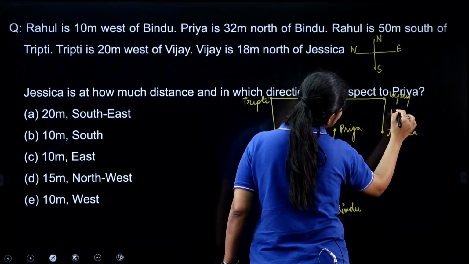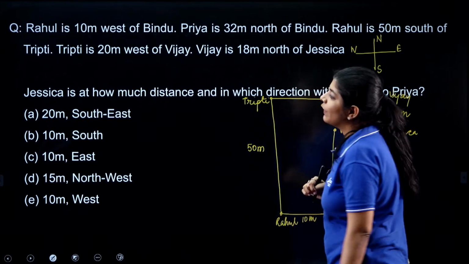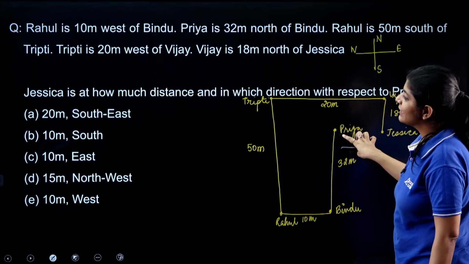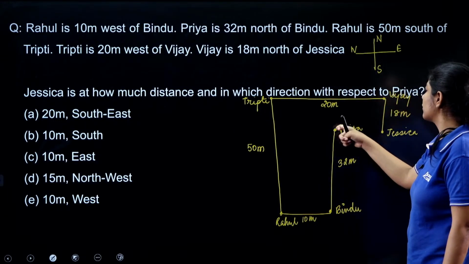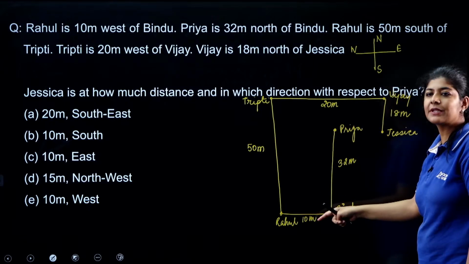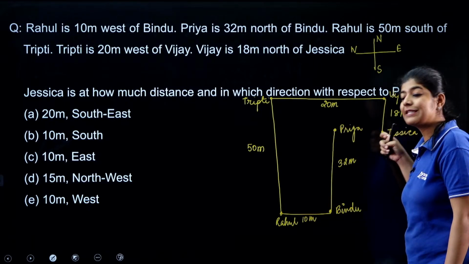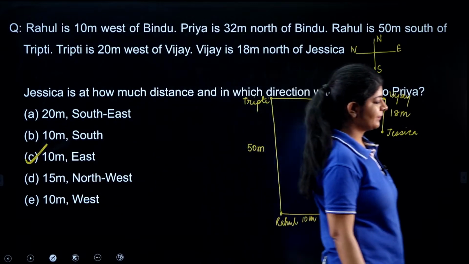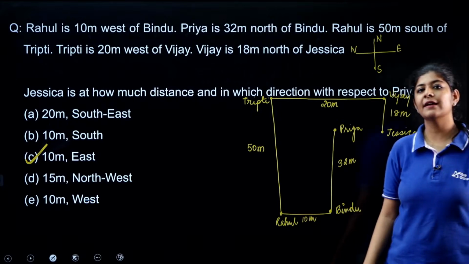So this is my diagram, and accordingly I have to answer how much distance and in which direction Jessica is with respect to Priya. The distance is nothing but 20 minus 10, 10, and this direction is east, 10 meter east. Option number C is the correct one.